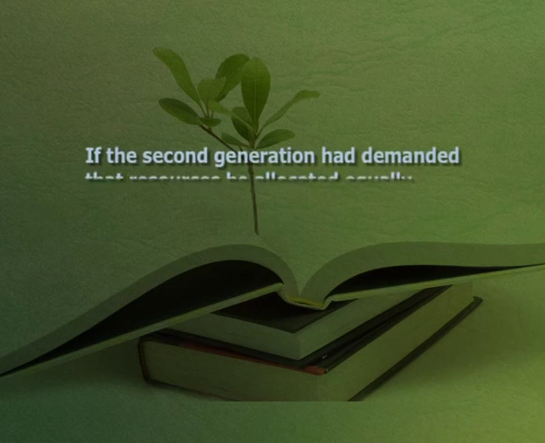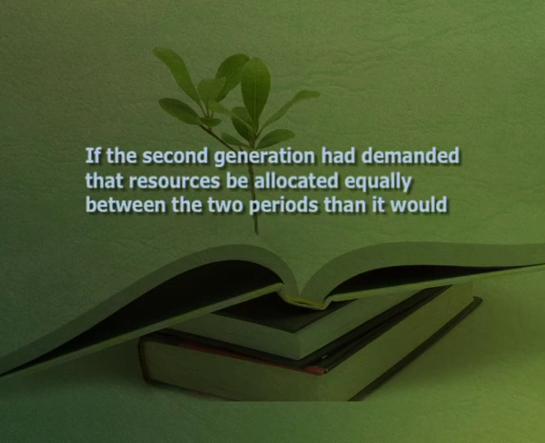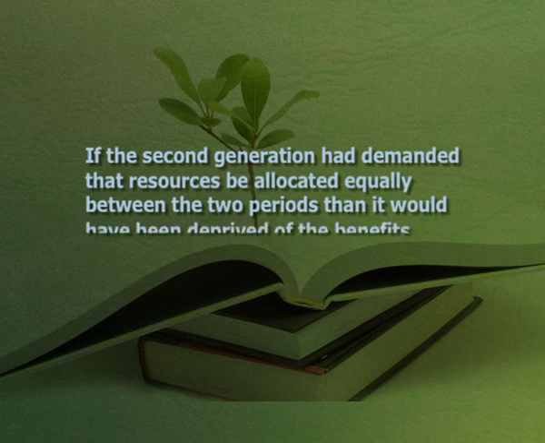If the second generation had demanded that resources be allocated equally between the 2 periods, then it would have been deprived of the benefits. This is an advantage of dynamic efficient allocation with sharing. However, we must note that the required degree of sharing must take place.